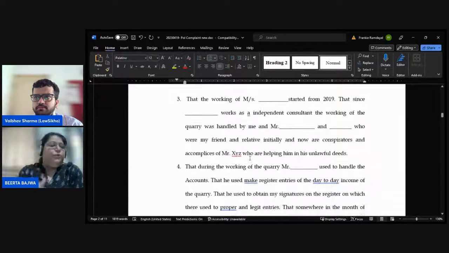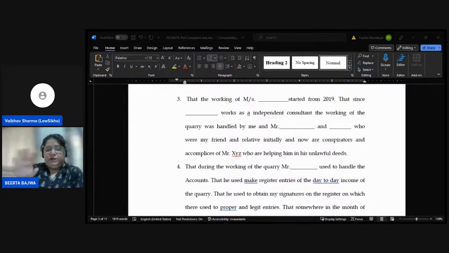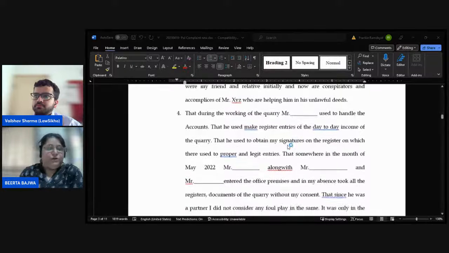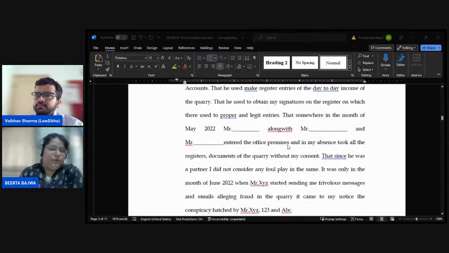Okay, then you will give a background of when the business started, how it started, what role was attributed in the business to whom. What was the complainant doing, what was the accused doing, what was his role in the company, what work he used to do. You have to mention each and everything. Please, let's go down.